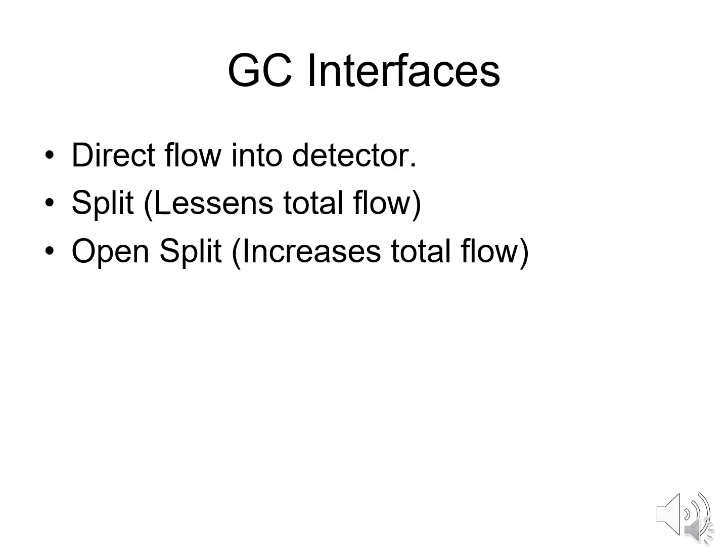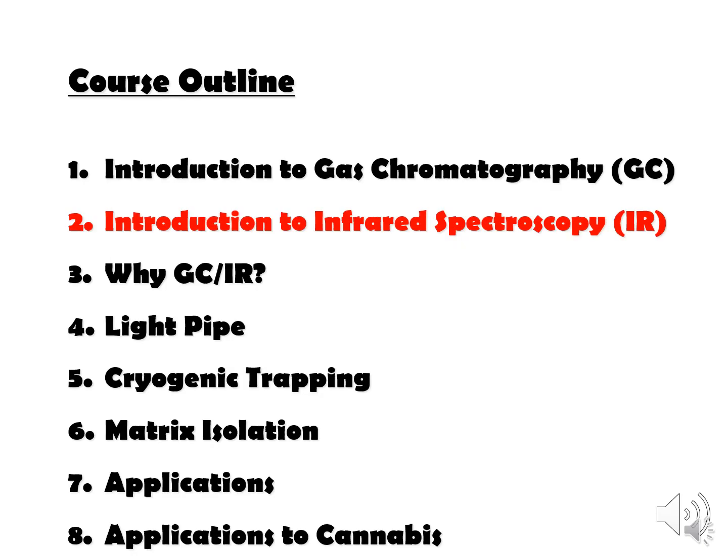Okay. And we just kind of mentioned this a little bit. Some have a direct flow into the detector, some you have to split to lessen the flow. In other cases, you might have to increase the flow with an open split, add gas to it. Okay, there's a little bit about GC.